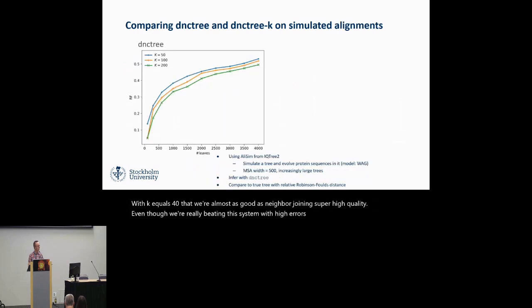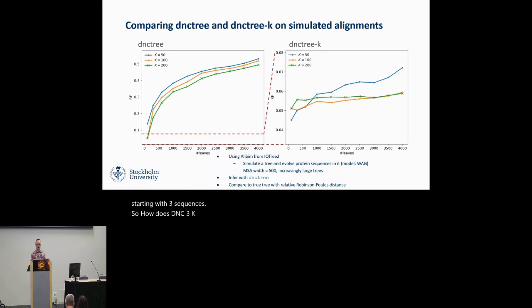So I went ahead and also looked at simulated alignments, much like Semi, I believe. And again, you can see that the Robinson-Foulds error here is pretty bad for the basic algorithm, starting with 3 sequences. So how does DNC3K go? Well, it does super well. Now we're seeing the K equals up to 200, right? So that is a little bit more aggressive or a larger number of sequences. But the number of leaves are up to 4,000. I mean, we can still manage to do this. And the quality difference is, of course, fantastic.